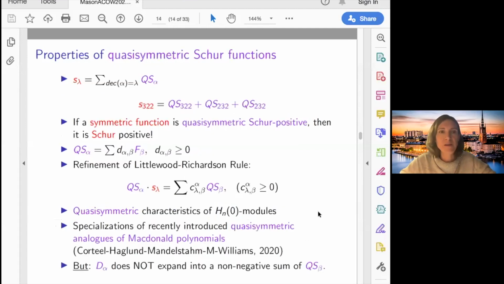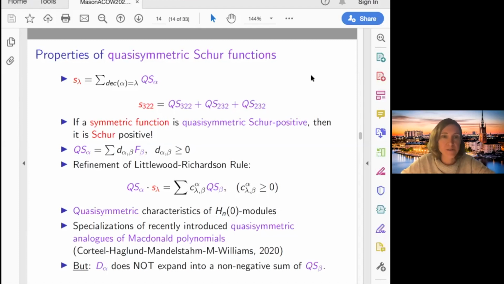And some of their important properties include the fact that the Schur functions decompose into a positive sum by simply rearranging the parts of the given Schur function. So S_322 decomposes into QS_322, 232, and 223. Oh, that's supposed to be 223 there. And so one result based on this is that, in fact, if a symmetric function is quasi-symmetric Schur positive, then it will actually just be Schur positive as well.